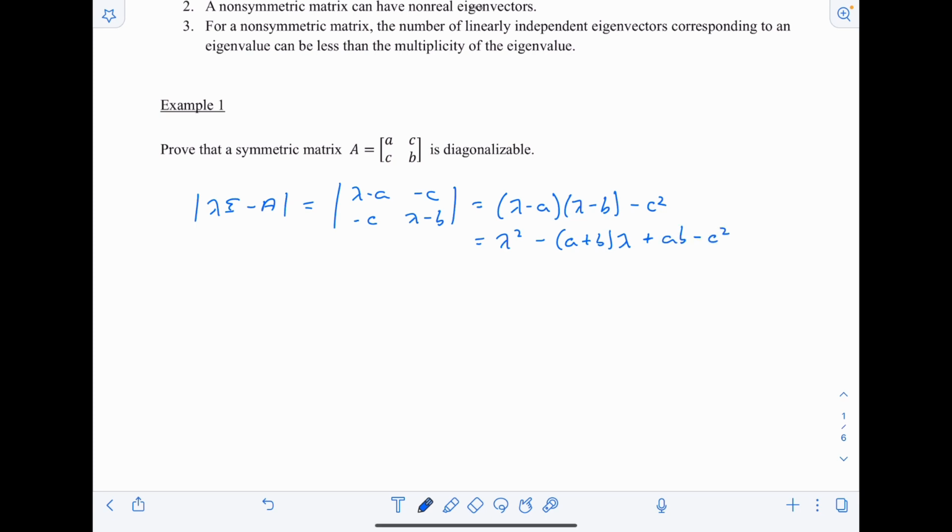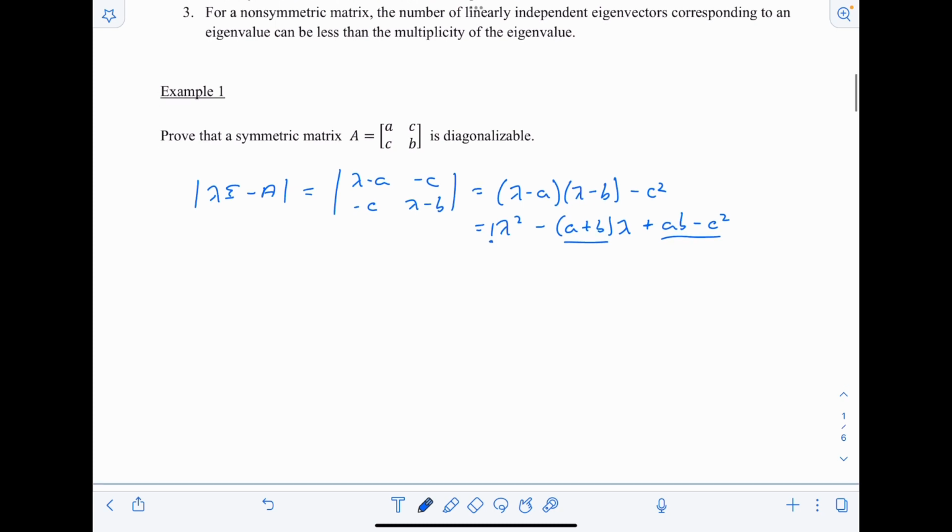So I want this to be in standard form, where basically our A is 1. This would kind of represent our B, and this would represent our C if we're thinking about standard form of a polynomial. So now we want to find the roots.